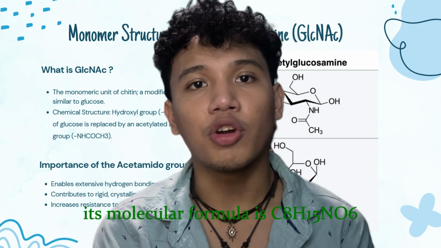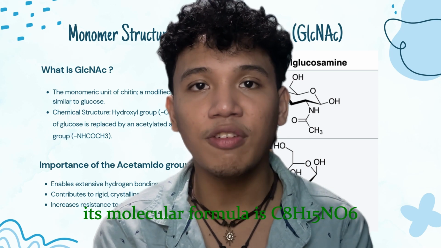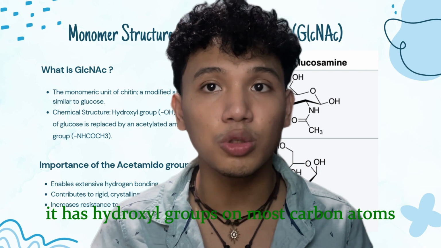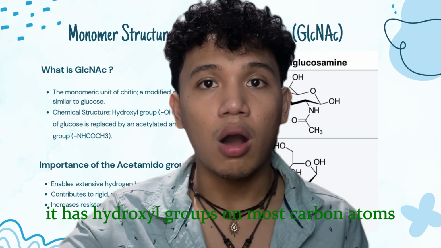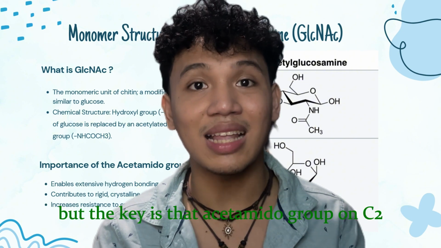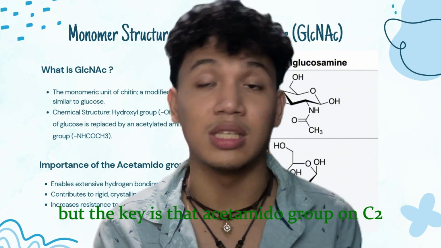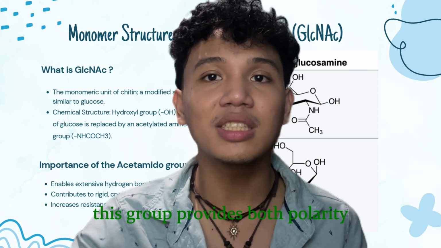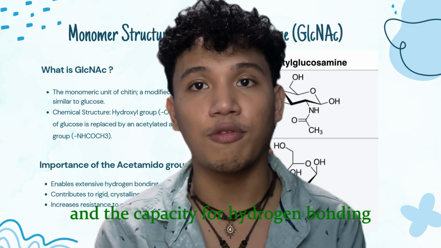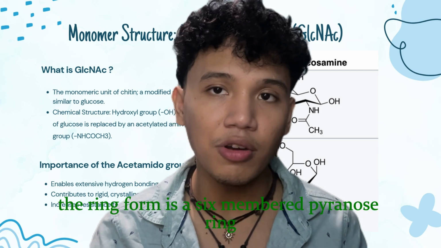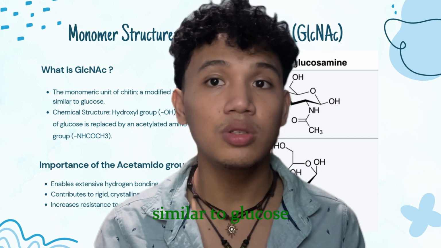Its molecular formula is C8H15NO6. In terms of functional groups, it has hydroxyl groups on most carbon atoms, just like glucose. But the key is that acetamido group on C2. This group provides both polarity and the capacity for hydrogen bonding. The ring form is a 6-membered pyranose ring, similar to glucose.